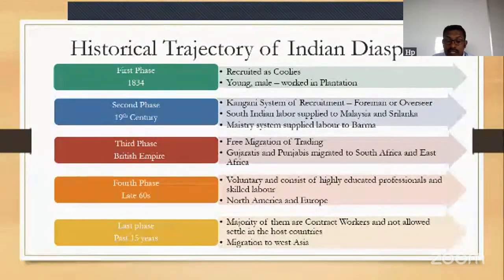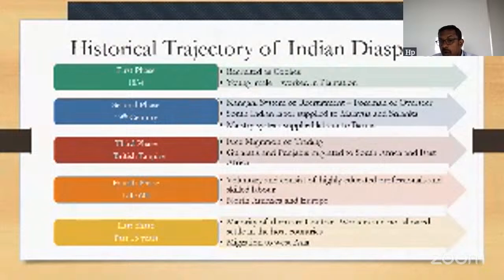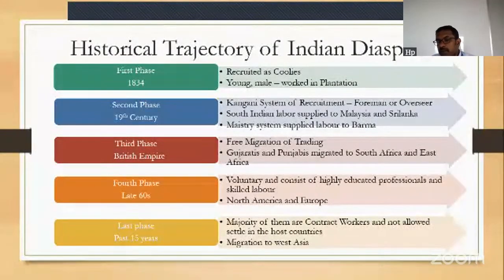And in the last 15 years, the majority of them are contract workers and not allowed to settle in host countries. That is a setback. And there is migration to West Asia. People are moving to West Asia, to countries near in Asia, to start their jobs. Okay, so contract workers, skilful contract workers, because they are not allowed to settle in the host countries. The big companies or small companies recruit them, keep them on a contract of 2 years, renew their contract, and again they go. And these are the historical trajectory or historical phases of how this migration took place in India.